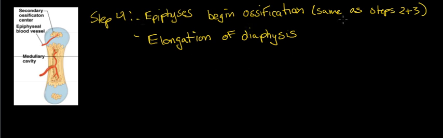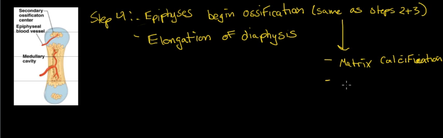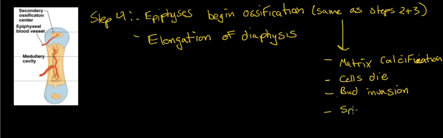And remember, this is going to follow matrix calcification, cells die, create that cavity. We're going to have that periosteal bud invasion with that artery, nerve, and osteogenic cells, bone marrow cells, and then spongy bone formation. Spongy bone formation, and this is going to create the first bone trabeculae. And what occurred in the diaphysis is now occurring in the epiphyses.